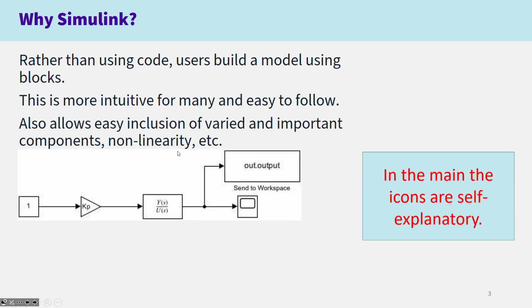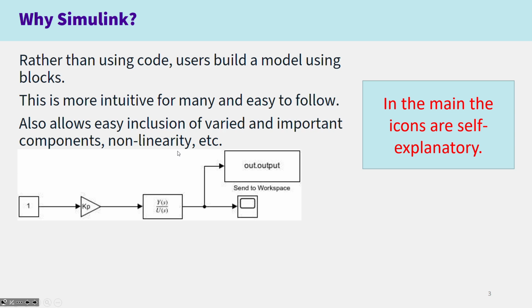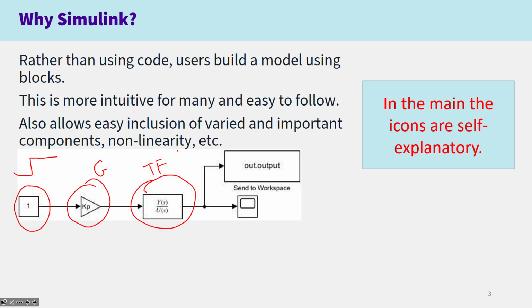So here's an example. You can see we've got a block diagram, and you'll notice the icons are largely self-explanatory. You can see here, this block represents a transfer function. This block here represents a gain. This block here represents a step input. This block here represents a scope. And this final block, you can see it tells you underneath, sends data to the workspace.